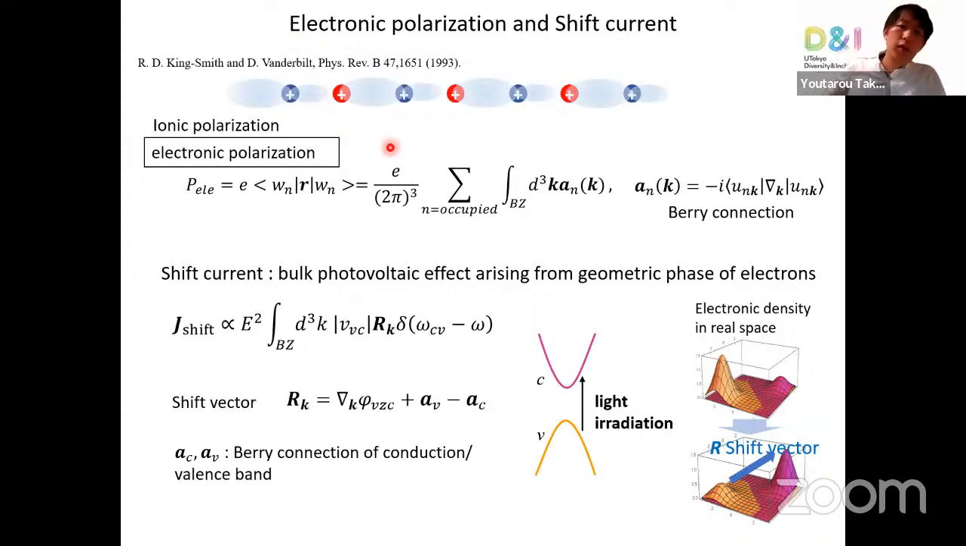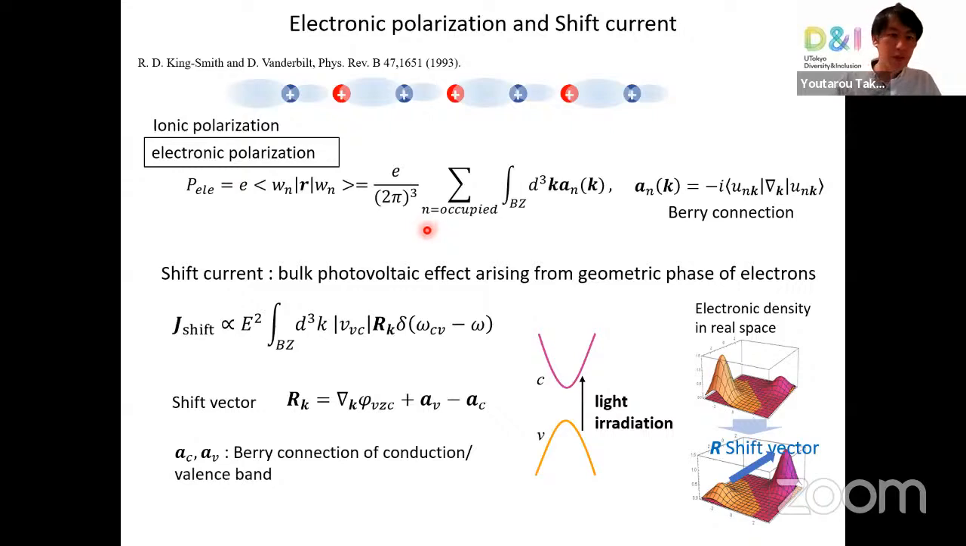In general, the polarization is composed of the ionic polarization and the electronic polarization. The electronic polarization can be written by using the Berry connection. This Berry connection is a geometrical quantity of the band structure. The integration of the Berry connection over the occupied bands results in this electronic polarization. The shift current is a bulk photovoltaic effect arising from this electronic polarization.